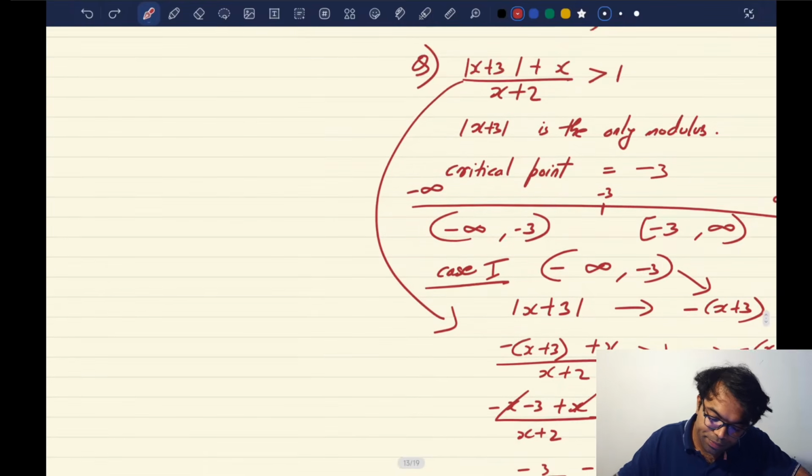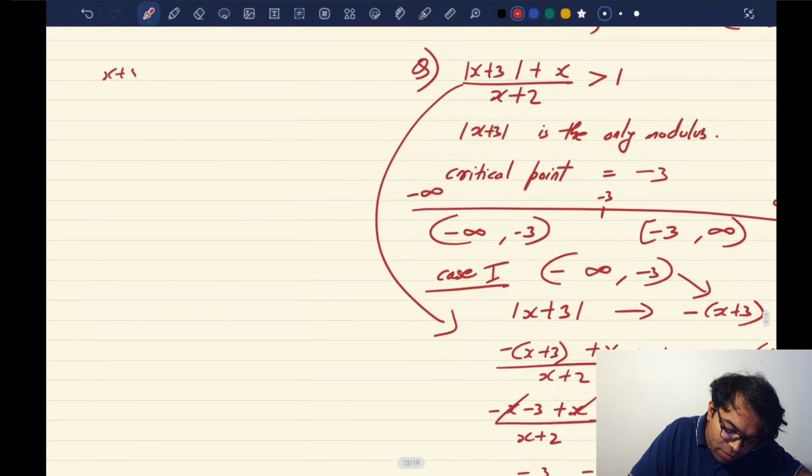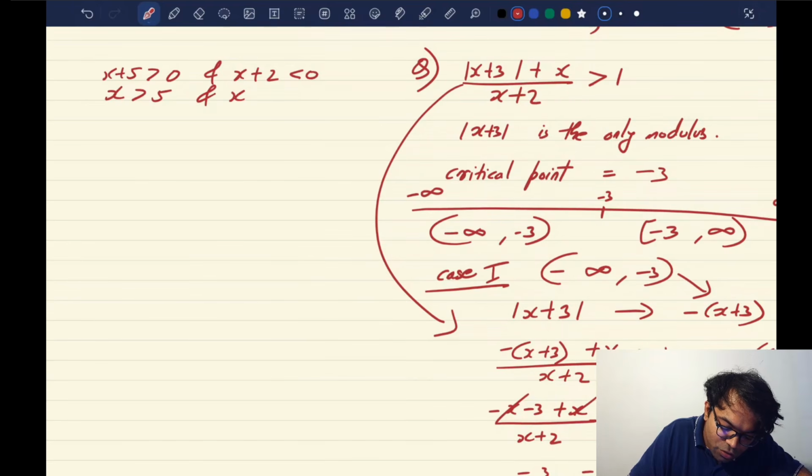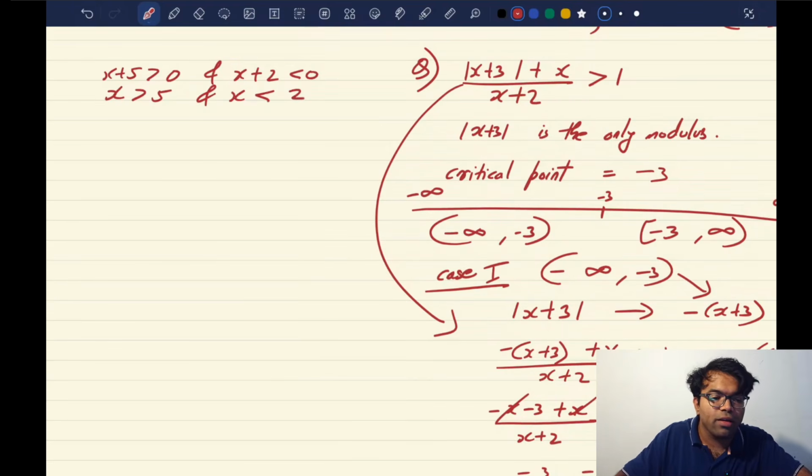Okay, let's see. x plus 5 should be greater than 0 and x plus 2 should be less than 0. So x should be greater than 5 and x should be less than 2. Sorry, x should be greater than minus 5 and x should be less than minus 2. So what is the interval that we have here? Drupad, can you tell me the interval that we will have? Greater than minus 5 and less than minus 2?